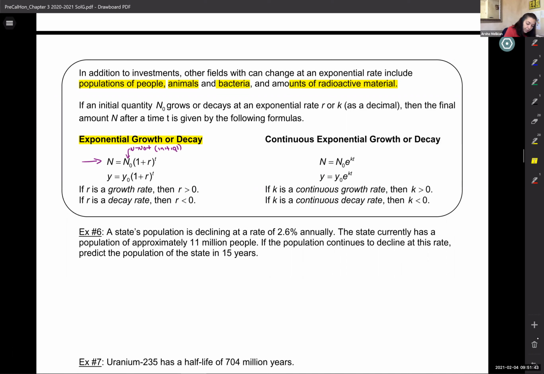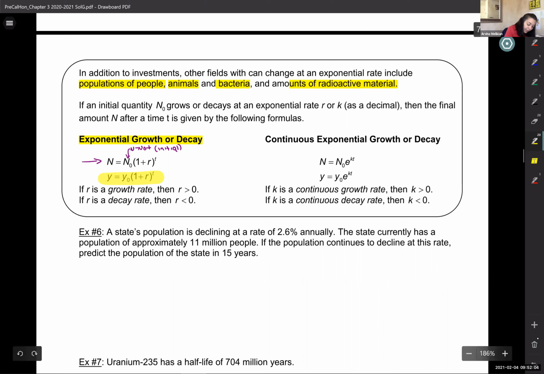1 plus R to the T. This formula with the Y is more conventionally used. I don't know why your book does the N's. Like, if I ever meet the people who published this book, anyways, let's not go into that. Okay, right? That's the one that's normally used. That's the one I want to use, just so we have continuity for next year.